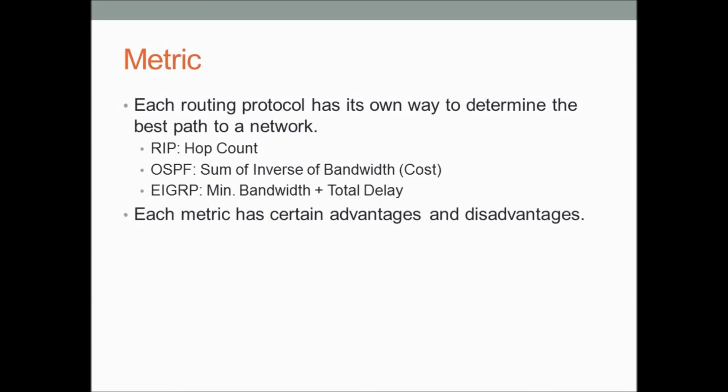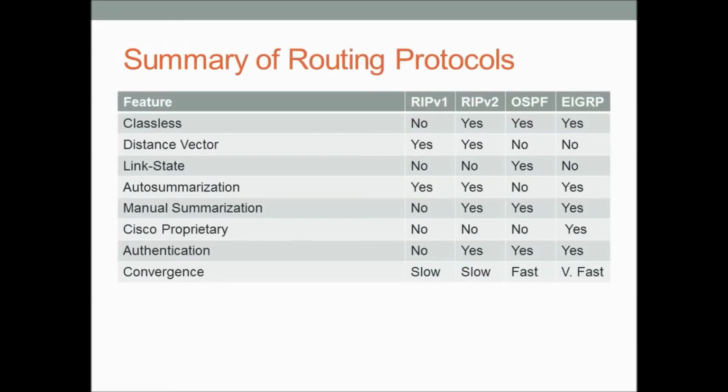So each metric has its own advantages and disadvantages. Some are a little bit more accurate than others. Some tend to be a little bit easier to configure than others. But these are the different ways that different routing protocols represent a distance on a network.